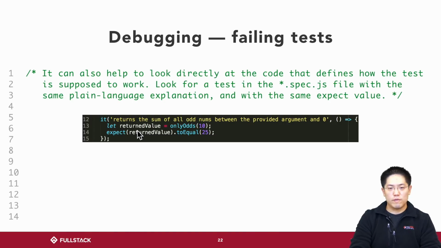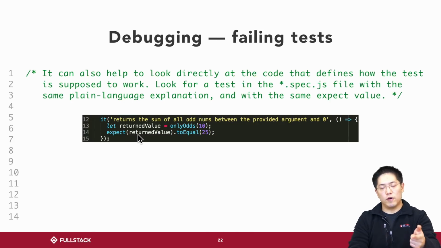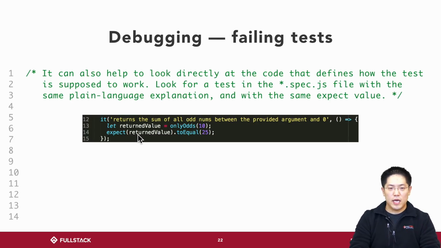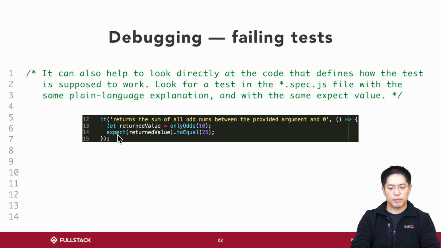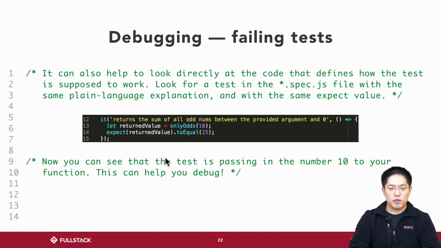And we say let return value equal only odds of 10. And we expect the return value to equal 25, right? So what happened here is that this return value, calling your function only odds, got 55. And then the test failed because the test is saying, I expect 55 to equal 25. Oh, that's not right. Let me throw an error to the user. So you can see the test here is passing 10, so that helps you debug, right? Then you can say, well, what are the odd numbers between 0 and 10? Right, and you can just add them up on a calculator, 1 plus 3 plus 5 plus 7 plus 9.